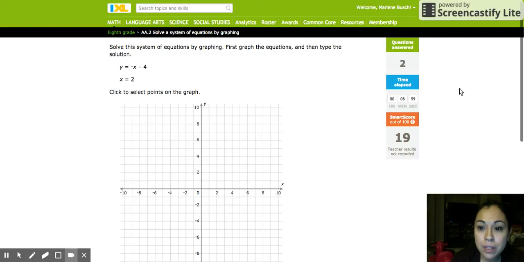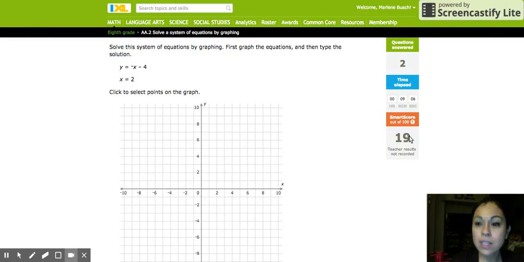So again, keep in mind that this is timing you. It's checking to see how long it's taking you. It's also keeping score of how many correct answers you have and how many wrong. So after this video, go ahead and go back to iXL and do 5 of these problems. See if you can get the hang of graphing these lines.